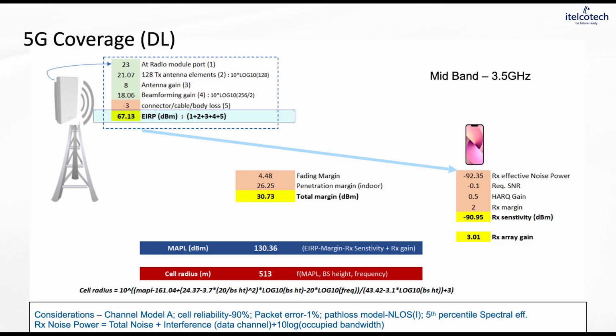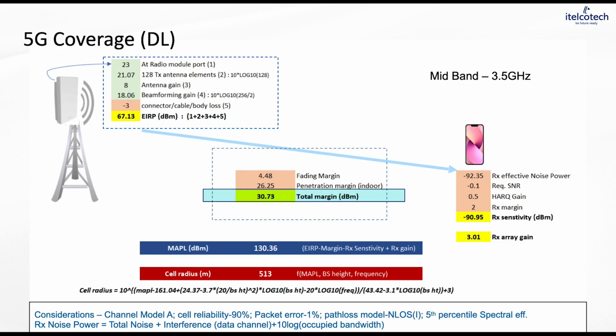Now it has to pass through the walls and consider the different interference margins while passing over the air interface. Here we are considering certain margins for fading, such as 4.48. We are considering the penetration margin because we are calculating the coverage to be provided to consumers indoors in buildings. In that case, it has come out to be a total margin of 30.73 dB.